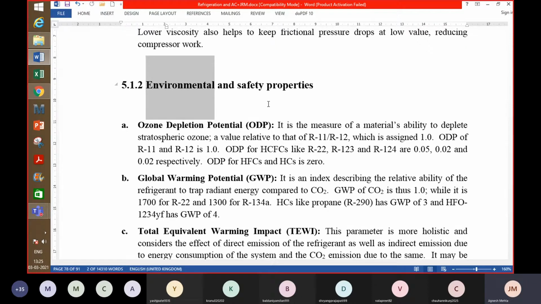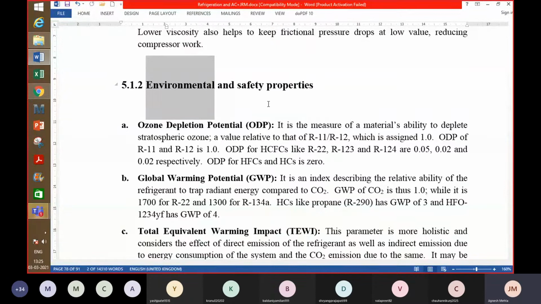So now we are talking about environmental and safety properties. Safety properties generally were always there on the cards. People used to understand generally the safety issues. But environmental considerations are comparatively new, and have become very important. So one of the important properties is ozone depletion potential, called ODP in short.